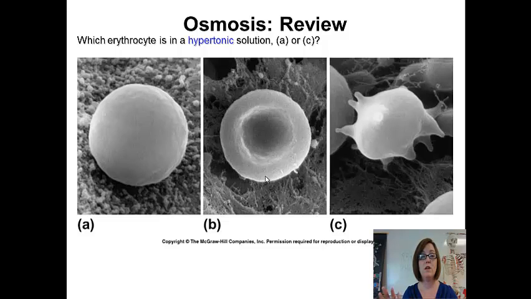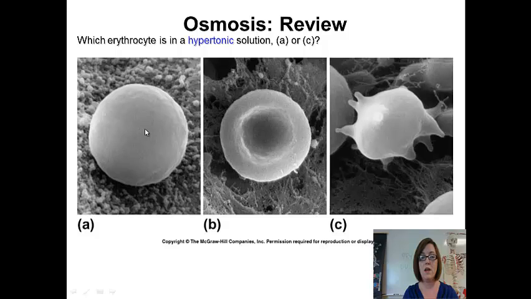Don't forget, if you put a cell in a hypertonic solution, what's going to happen is water is going to leave the cell and go into the solution because there's more solutes in that solution. So if the water leaves, the cell will shrink and it will look like this. So this is a crenated red blood cell.